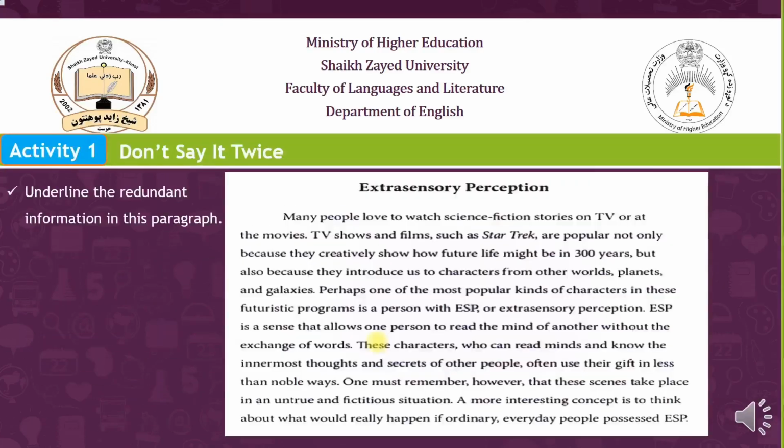Here is activity 1. Don't say it twice. Only read it once. Underline redundant information in this paragraph. Here is one paragraph. You can underline the information here in this paragraph. Which information? The information that has redundancy. You will read the whole paragraph. First, write the paragraph in your notebook. After writing the paragraph in your notebook, then you can underline the redundant information.